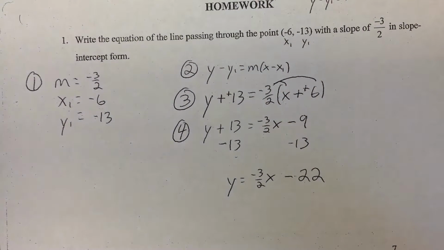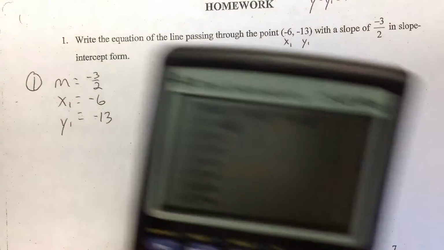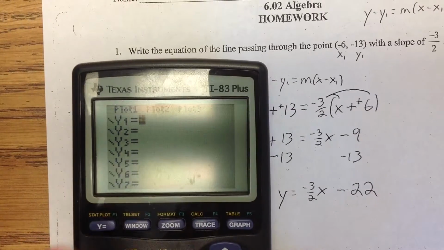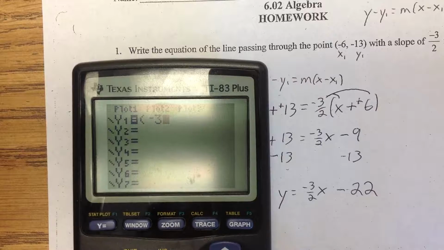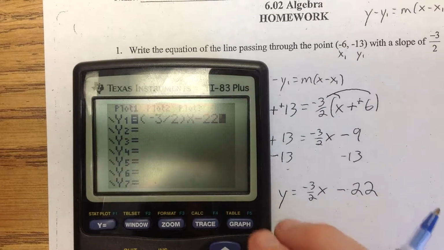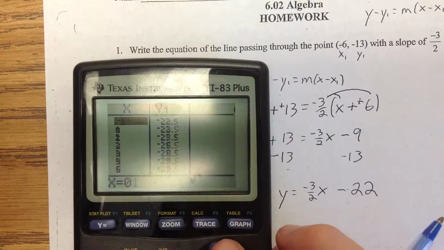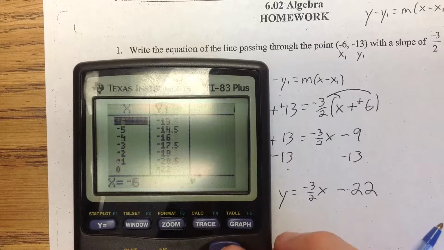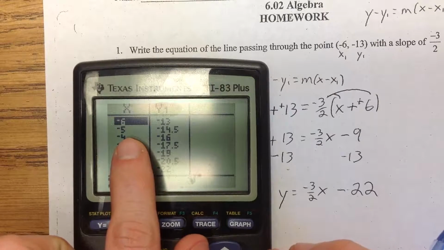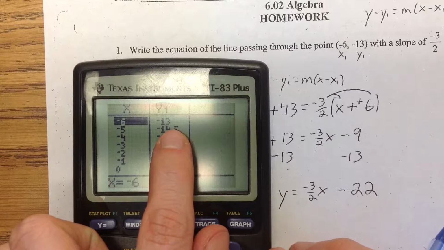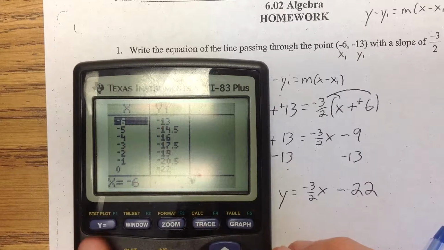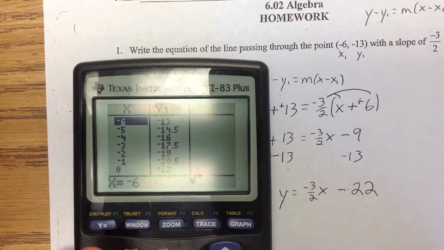Now, the homework doesn't require it, but as we talked about, these are really easy to check. You could just go to your calculator, go to your y equals menu, and just type in -3/2 x minus 22. We're going to bring up our table, so we're going to go to second graph. And then what we want to do is make sure that our line goes through that point that it was supposed to. So the problem said it had to go through -6, -13, and when we look in the calculator, that one shows up. So we're good to go.